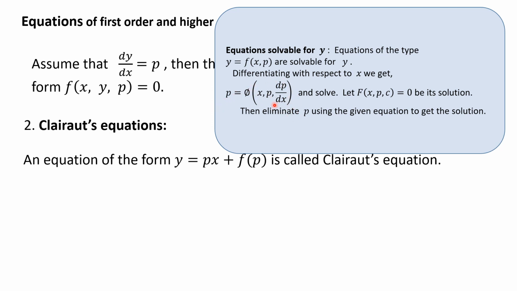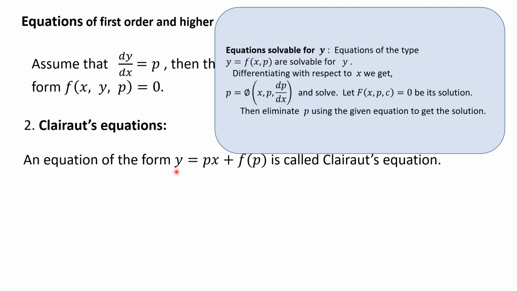Now we have to factorize this. Then try to solve the differential equation, and obviously we will get a solution, that is a function of x comma p comma c equal to 0. Now eliminate p by using the given equation, so we will get the general solution. So that is the method for equation soluble for y, but this is not in your syllabus, so we won't take equation soluble for y here, but just observe here.